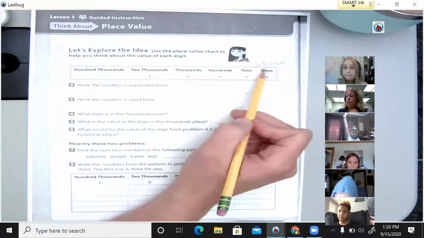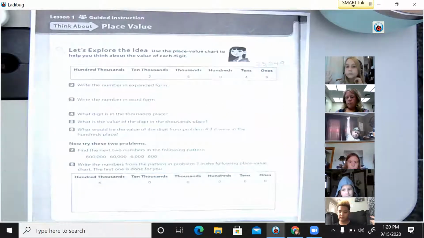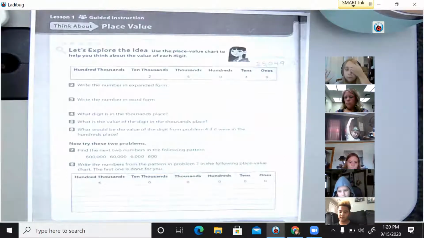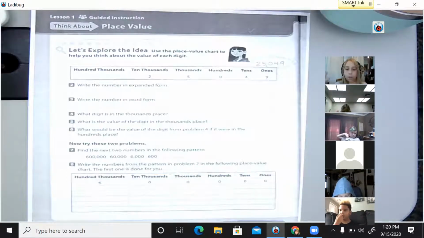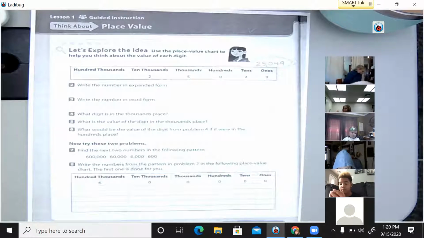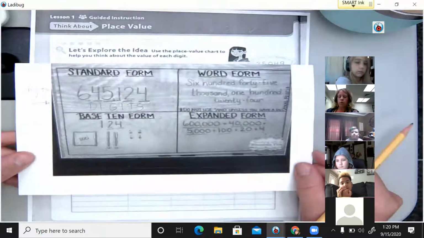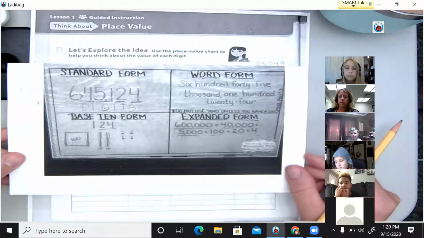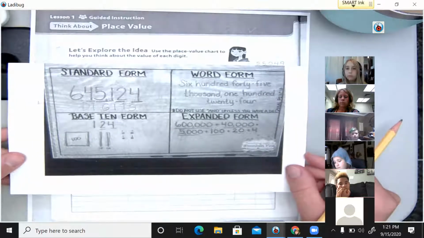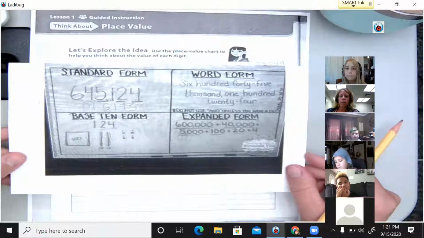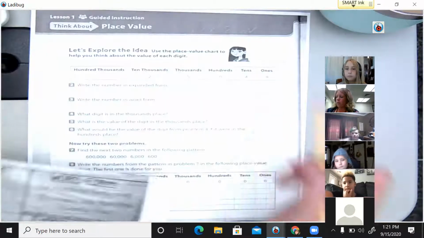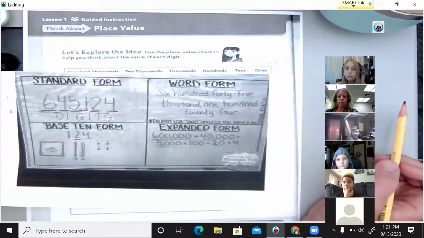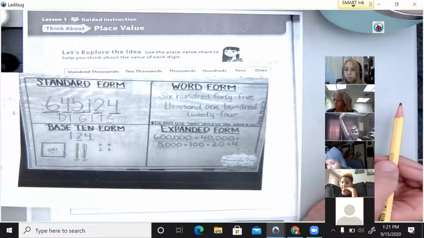Nina, right? When I use digits, what form is that? Here's my anchor chart if you need to look, Nina. Can anyone help her out? What form is this number written in? Standard form. You got it.